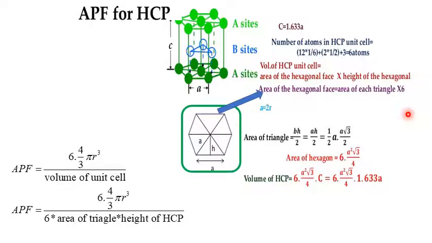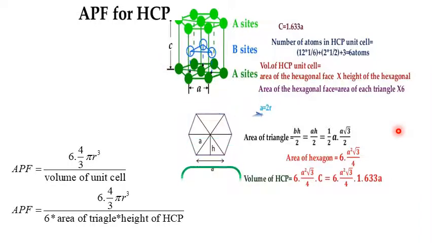So where is the triangle? Here is the triangle. There are 6 triangles. If you find the area of any one triangle and multiply by 6, it will give the area of the hexagon. To find the volume, multiply by the height of the hexagon face. Where is the height? The height is this one, that is C.